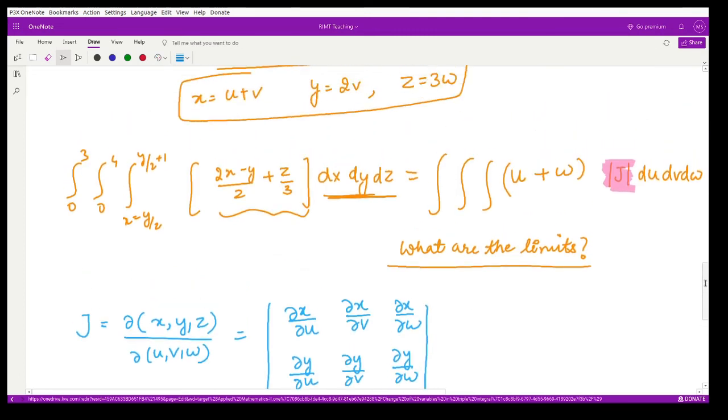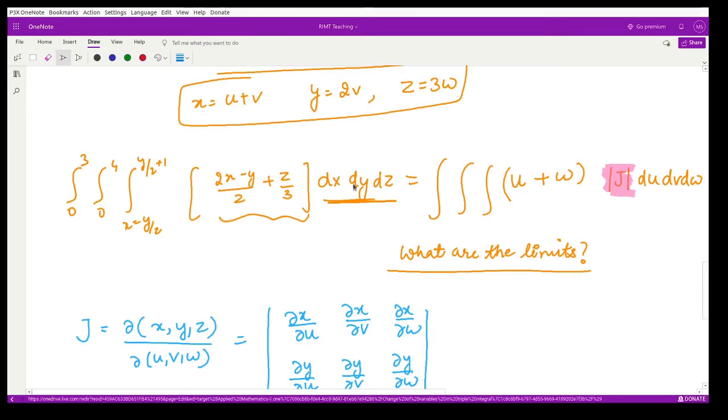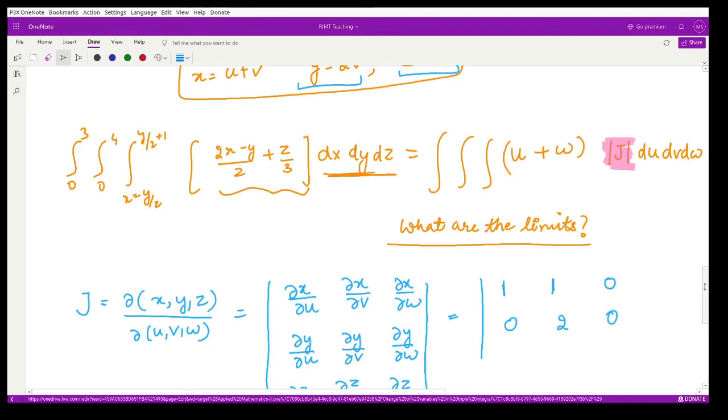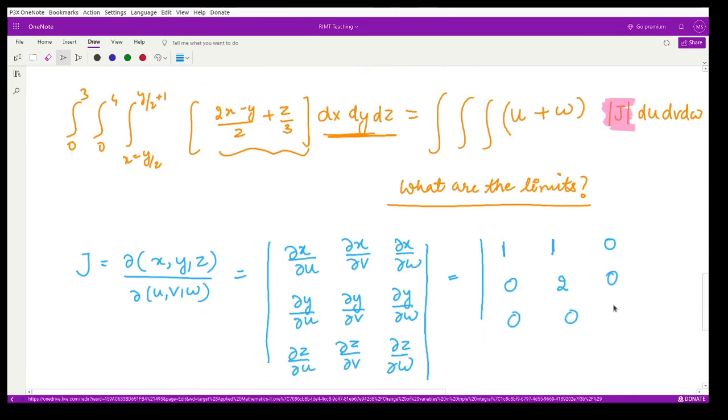So now you know the expression for x. When you take the partial derivative with respect to u, v and w, it comes out to be 1, 1, 0. Then when you differentiate y with respect to u, v and w independently, this is 0, 2 and 0. And when you compute the derivative of z partially with respect to u, v, w, you have 0, 0 and 3. So that means the determinant is equal to 6. The value of your Jacobian comes out to be 6 here.